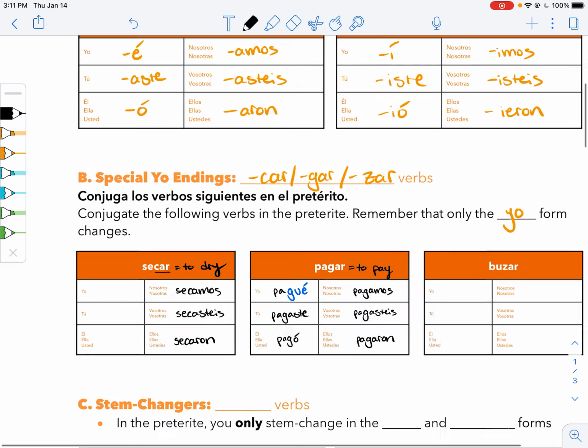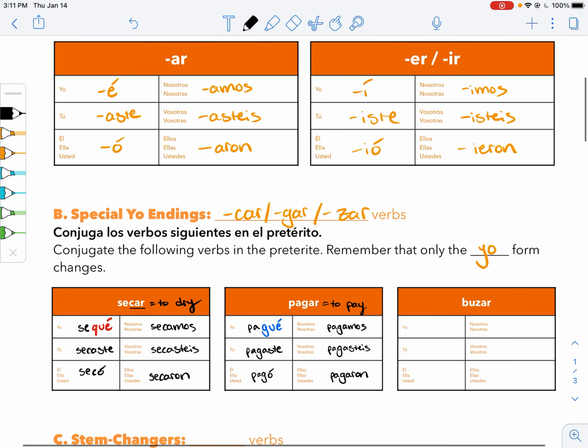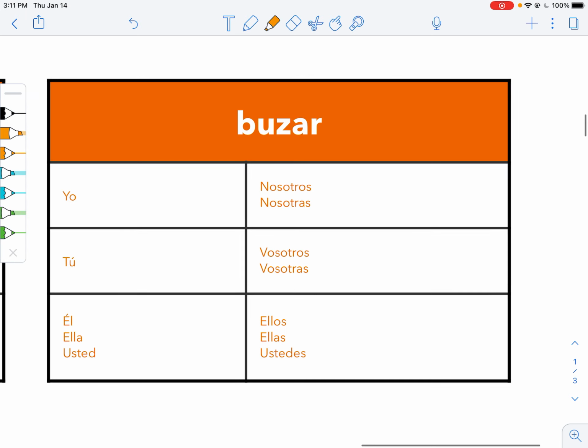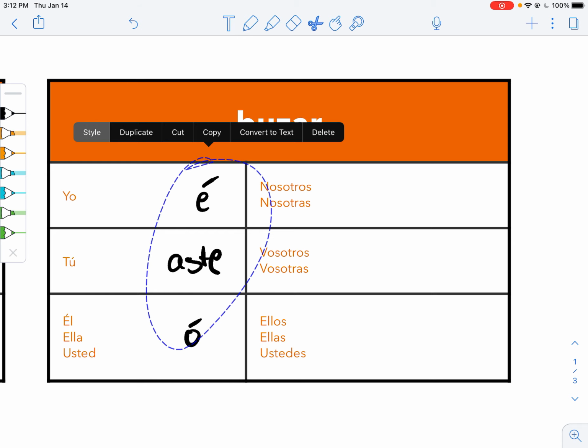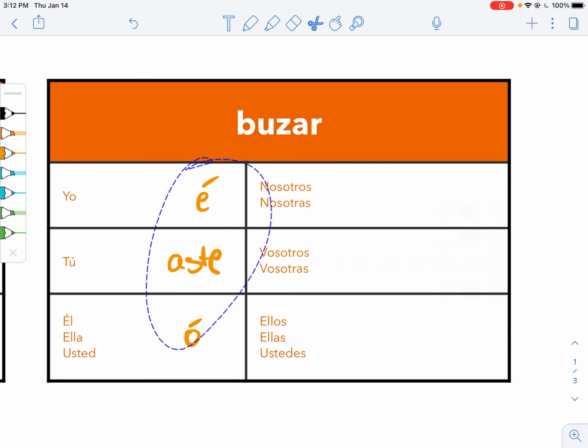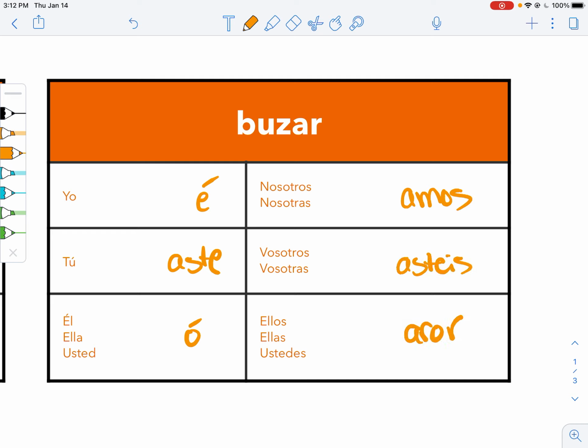Notice that since these are AR verbs, we are following our regular AR endings. We have aste, ó, amos, astes, aron. Again, aste, ó, amos, astes, aron. We're going to continue that pattern. Aste, ó, amos, astes, aron.